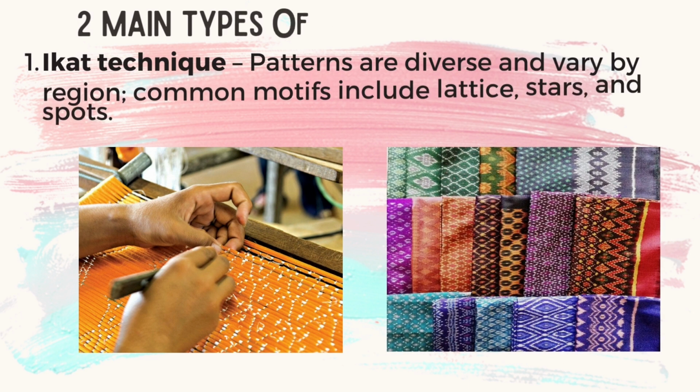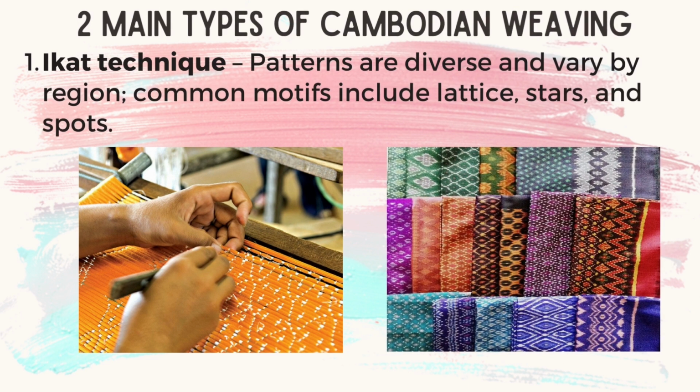The two main types of Cambodian weaving are the ikat technique and uneven twill. Ikat technique. Patterns are diverse and vary by region. Common motifs include lattice, stars, and spots.